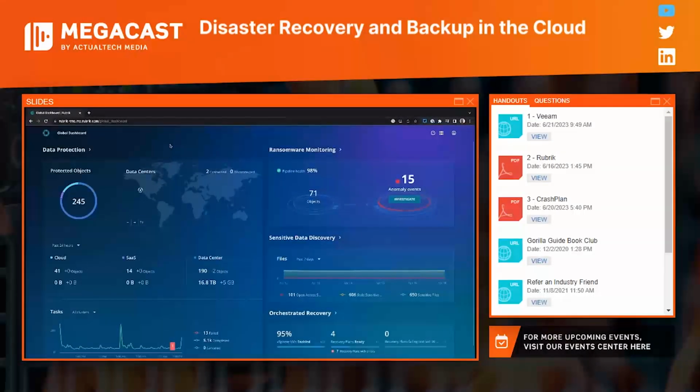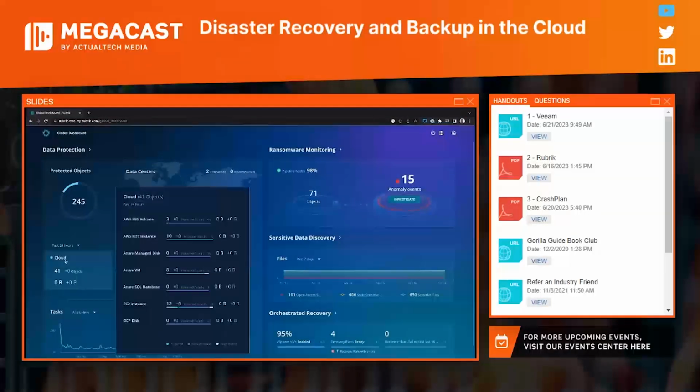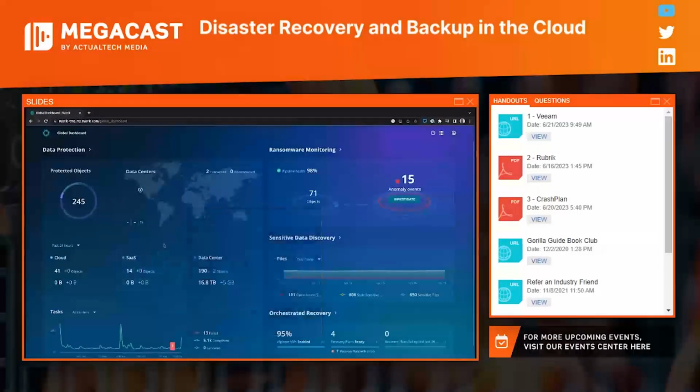We'll start here on our main Rubrik Security Cloud dashboard, where we get an at-a-glance overview of how our environment is performing. We can see just where our data is located, broken down by cloud, SaaS, and data center workloads. We also get a quick peek into what anomalies have been found by our anomaly detection service, along with if any sensitive data has been discovered within our protected workloads.